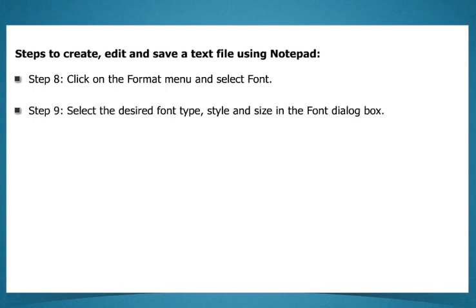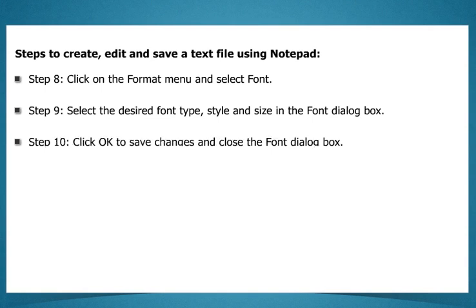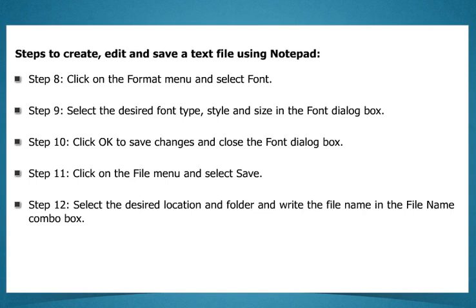Step 9. Select the desired font type, style, and size in the font dialog box. Step 10. Click OK to save changes and close the font dialog box. Step 11. Click on the File menu and select Save. Step 12. Select the desired location and folder and write the file name in the File Name combo box. Step 13. Click Save to save the file.